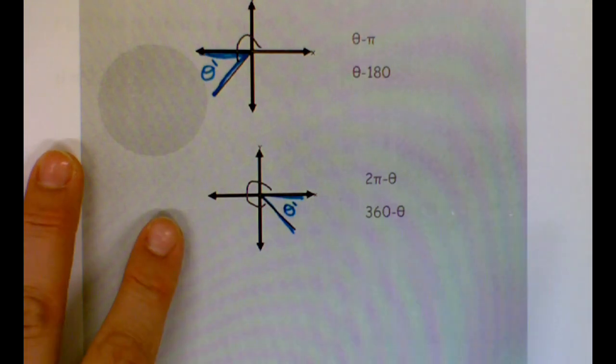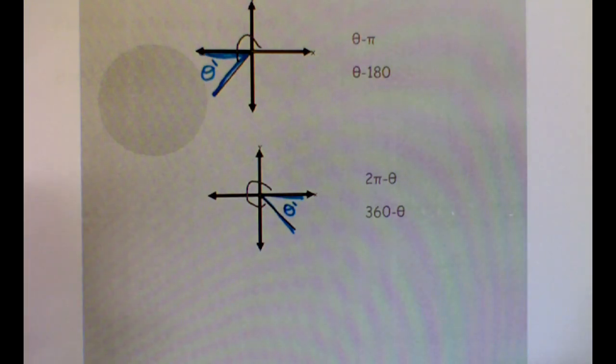Now, why does that help us? Because then we really only have to remember 3 sets of coordinates and the positives or negatives.